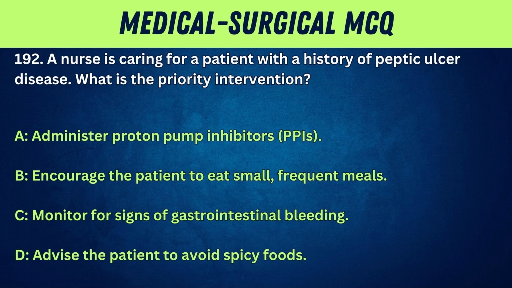192. A nurse is caring for a patient with a history of peptic ulcer disease. What is the priority intervention? A. Administer proton pump inhibitors, PPIs. B. Encourage the patient to eat small, frequent meals. C. Monitor for signs of gastrointestinal bleeding. D. Advise the patient to avoid spicy foods.